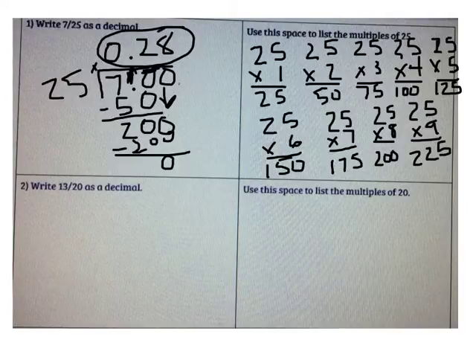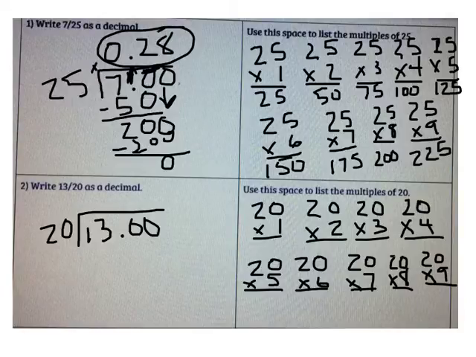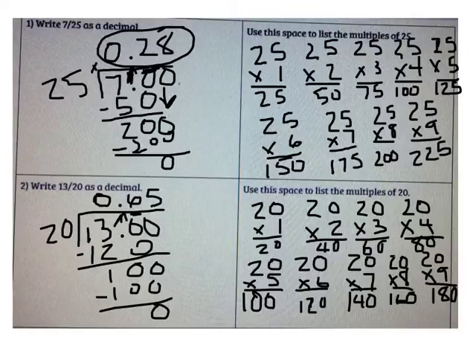Now you try one. Write 13 twentieths as a decimal. Remember to divide 13 divided by 20. Before you do it, let's list our multiples of 20. Go ahead and list your multiples of 20 now on your paper, and then enter them on the computer. Now that your multiples of 20 are listed, convert 13 twentieths into a decimal. The correct answer is 65 hundredths.